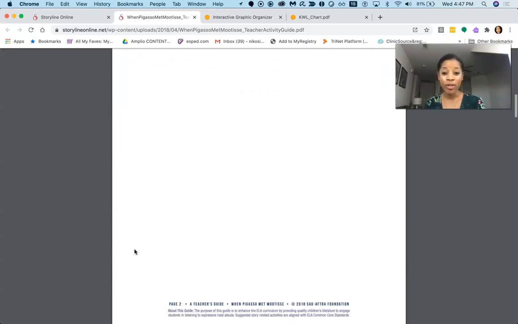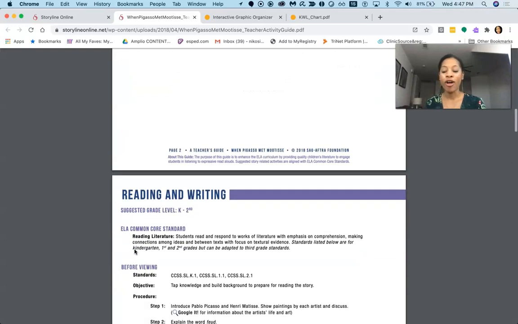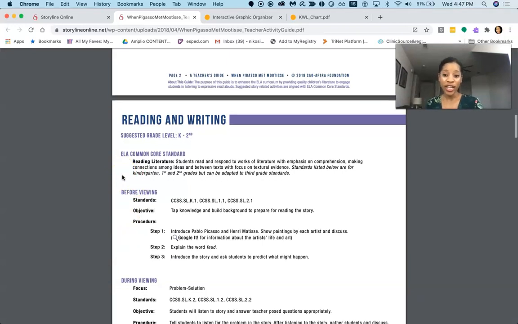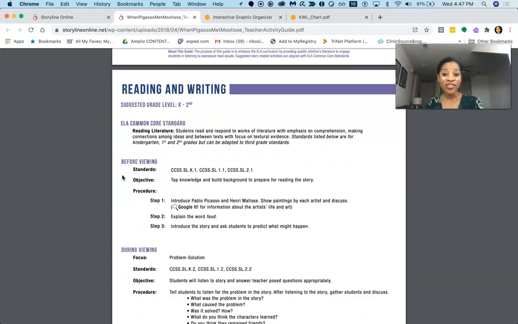And we all have problems, right? If we're alive, we have problems, no matter who you are. Now, what I like about it is it also gives you the Common Core standard for this specific book, and it gives you what the objective is within the story. So you follow through the procedures. You can introduce Pablo Picasso and Henri Matisse, show paintings by each of the artists, and discuss it.